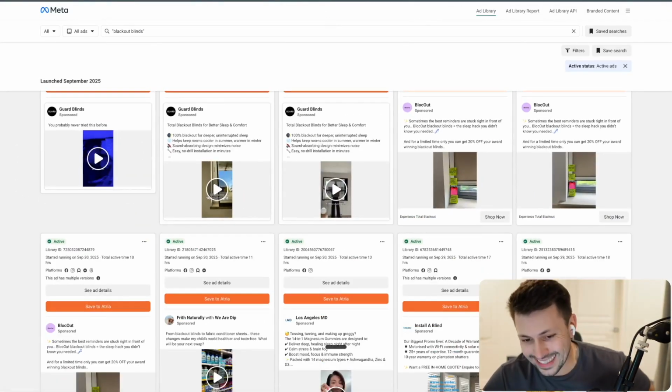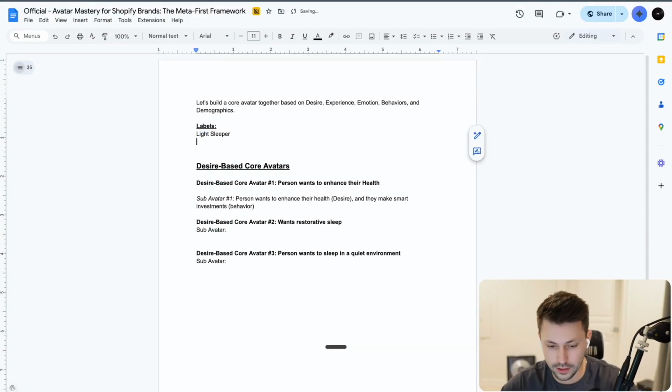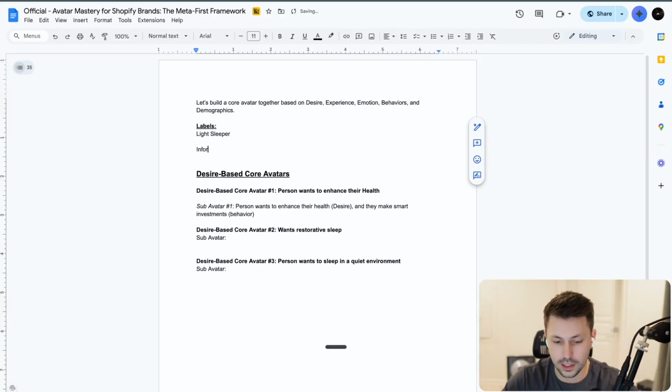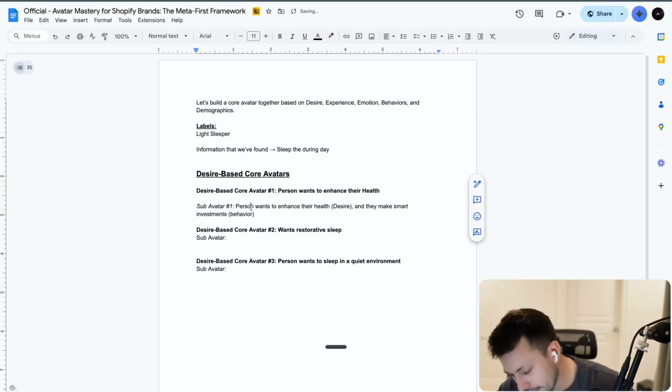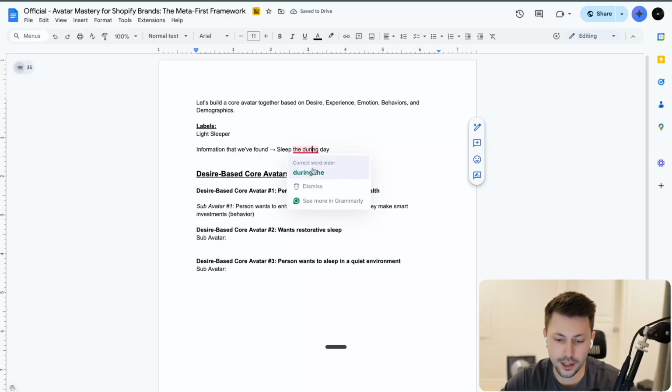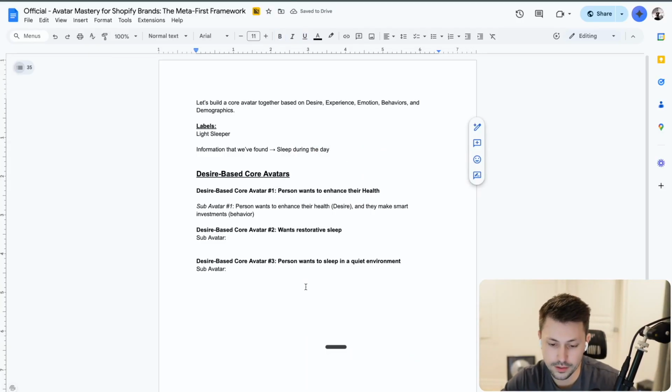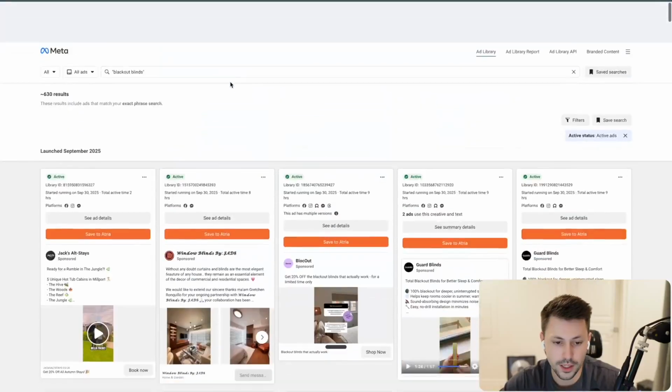So sleep during the day. Okay, that's interesting, right? Now this is not really a label, but just information that we found: sleep during the day. This could be a new desire as well for someone who just wants better sleep, so they want a restorative sleep, and the experience or behavior could be someone who sleeps during the day. And obviously that makes a lot more sense of why you would need, for example, blackout blinds.